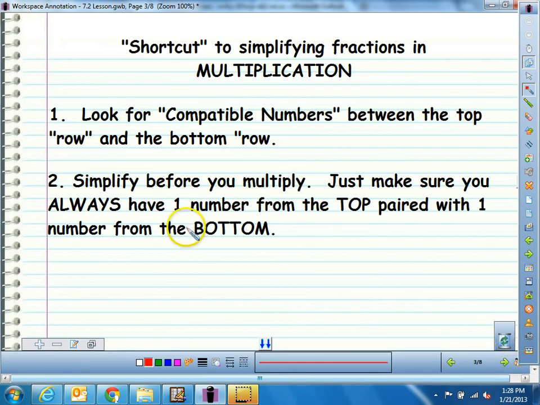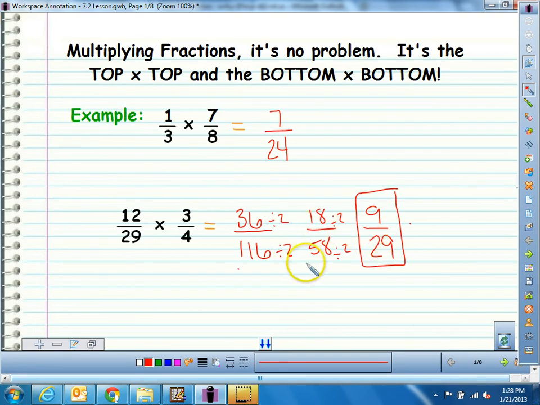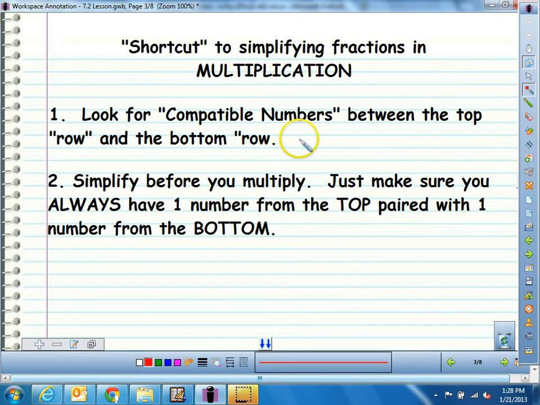There is a shortcut that we're going to learn. You need to know you can do top times top, bottom times bottom all the time. But sometimes when we're way back here, for example, on this, we got some pretty big numbers to work with, and I was definitely reducing. I want to use this shortcut. What I'm going to be doing is looking for compatible numbers between the top row and the bottom row. Ones that have the same factors to begin with before I multiply things out. I'm calling this simplify before I multiply.